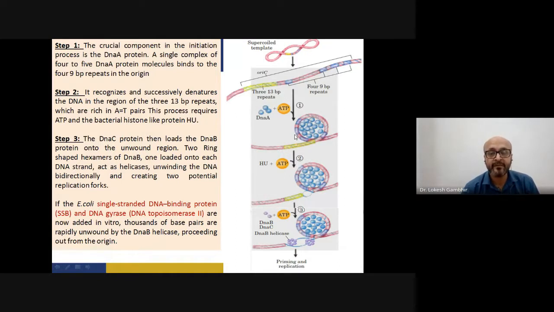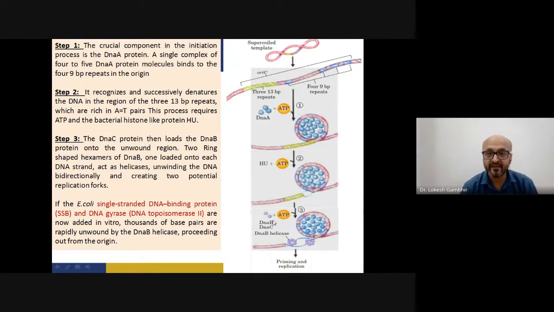Once the DNA A protein has bound with an expenditure of ATP, it has brought this 13 base pair repeat close to these loops, close to these proteins. Now this will signal another protein, which is HU, a histone-like protein. Histone-like protein, not the histones. And this recruitment again requires the expenditure of ATP. Now this histone-like protein will be responsible for making a bubble and recruiting DNA C.